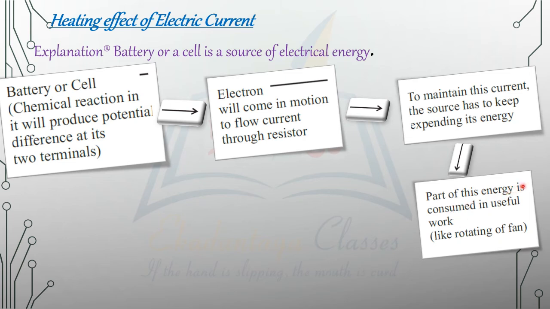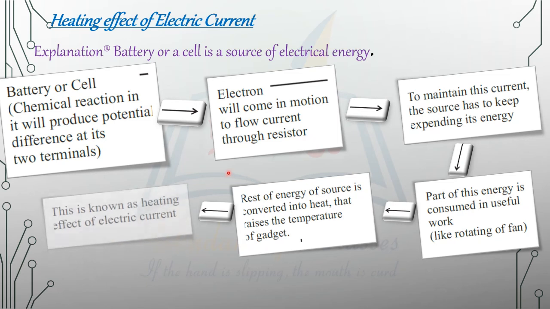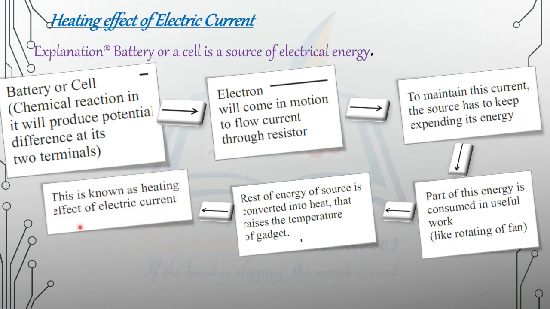Part of the energy is consumed in useful work, like rotating a fan. Have you observed? The rest of the energy of the source is converted into heat, which raises the temperature of a gadget. This is known as the heating effect of electric current.